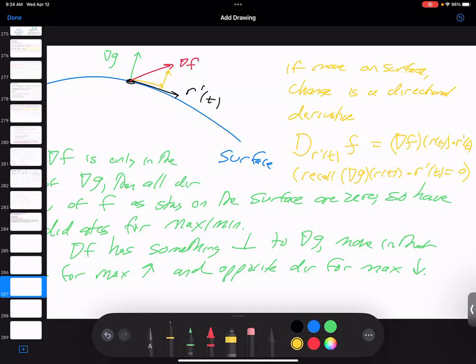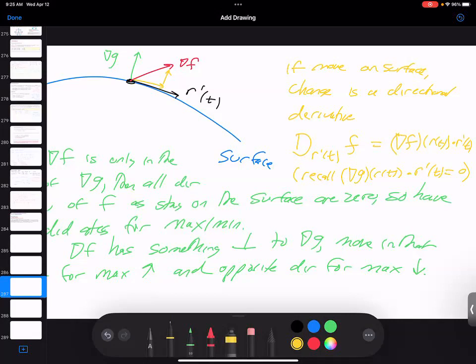Imagine, however, that the gradient of f is not in the direction of g. If the gradient of f is not in the direction of g, then it's not just a multiple of the gradient of g. It's got to have something perpendicular to that. Choose r prime in that direction, and now all of a sudden, my directional derivative is positive. Choose r prime negative of that, and all of a sudden, my directional derivative is negative. So the only candidates I have for maximum and minimum are where the gradient of f is parallel to the gradient of g.